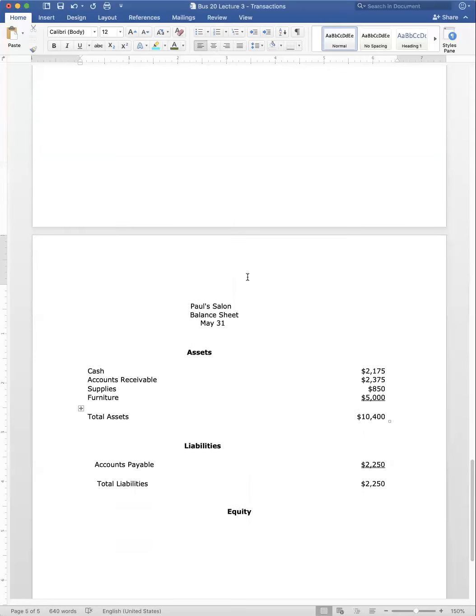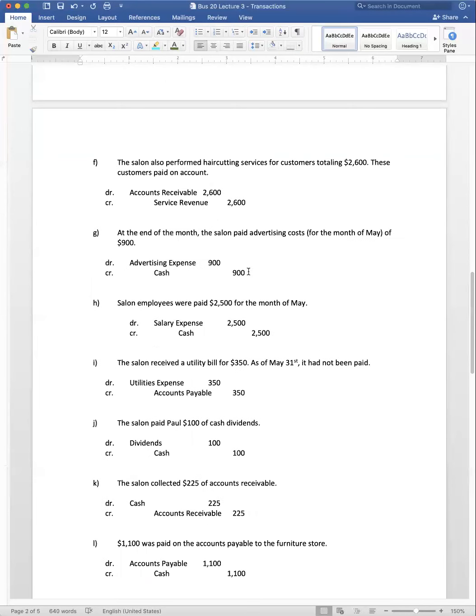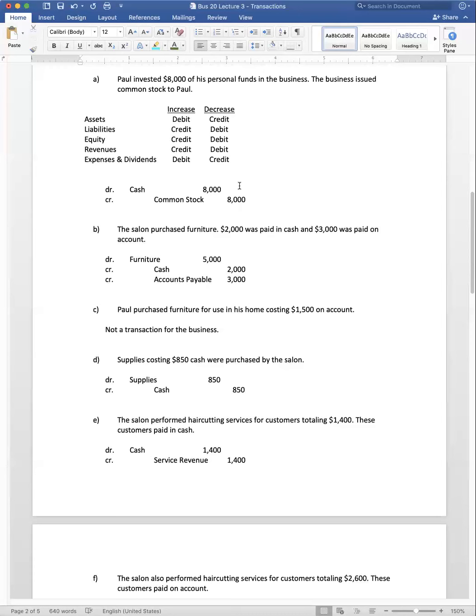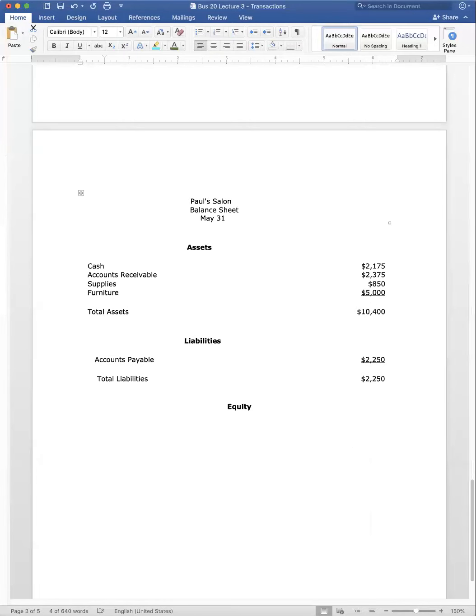All right, so equity is going to have two things in there, two accounts. One of them is right here at the beginning, common stock, right? We have $8,000 of common stock. That's going to be part of equity. So let's put that in.